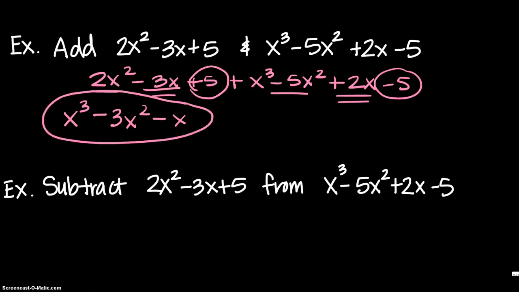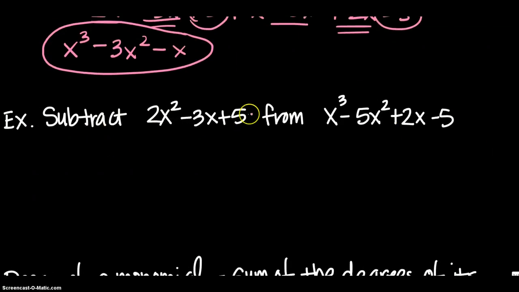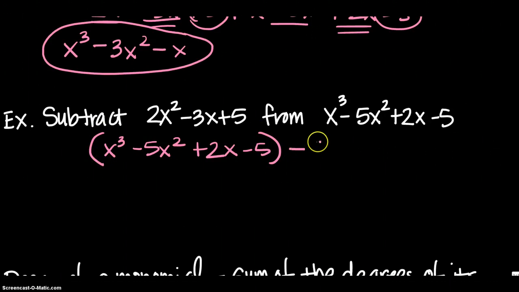Okay, now when it says subtract something from something, that means I'm going to take this first stuff and subtract it from that second stuff. All right, so I have x cubed minus 5x squared plus 2x minus 5. And from this entire thing, I am going to subtract 2x squared minus 3x plus 5. I put parentheses around it because I'm subtracting the whole thing. If I just put a minus, that would look like I'm just subtracting this 2x squared, which I'm not. I'm subtracting the entire thing.